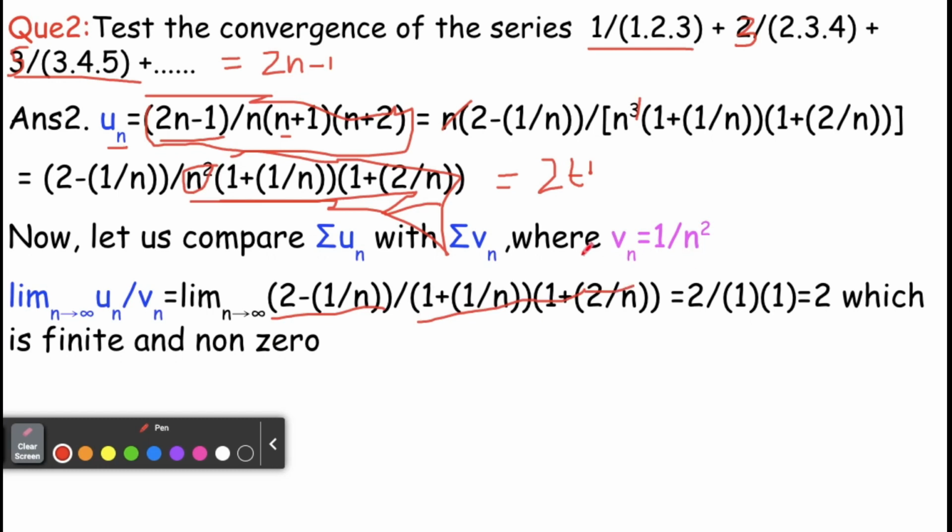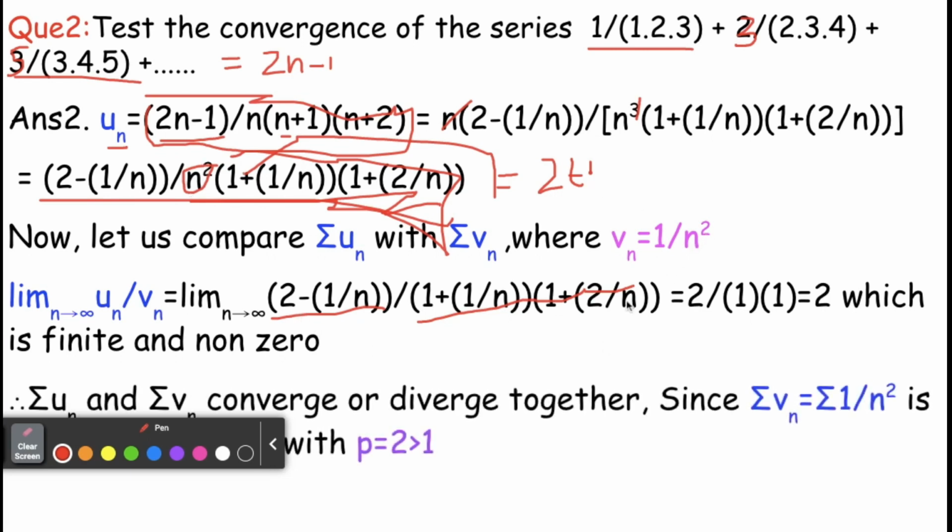Now if we divide this whole term, this is supposed to be un, and we assume by any intuition that vn, let's suppose, vn equals 1 upon n square. Now if vn equals 1 upon n square, when we divide both these terms, n square will cancel out, so we will be left with this term only.